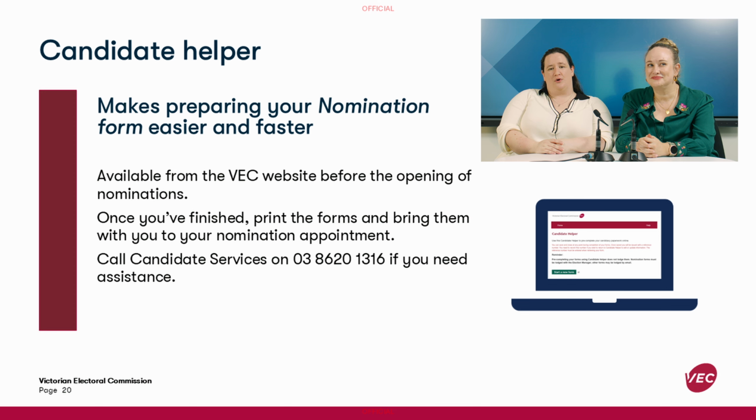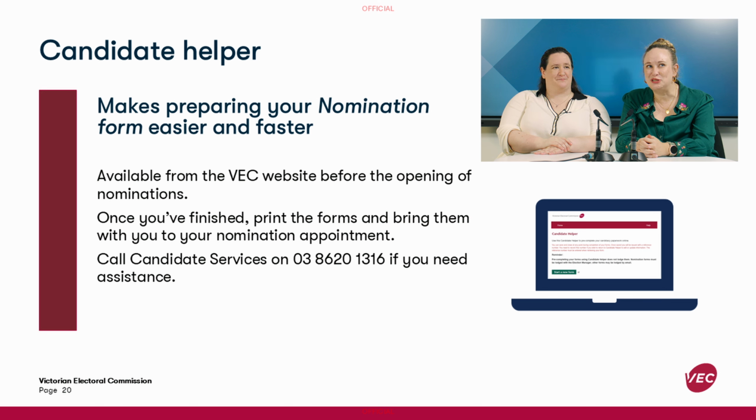Using Candidate Helper means that your information can be loaded into our election management system automatically at our nomination appointment, and you won't have to wait for the election manager to manually type the information into our systems. Once you have entered all your details, you can save your information and generate a pre-completed nomination form to print. You must print your forms before your nomination appointment, as you won't be able to use any printers at the election office. You can call the Candidate Services team if you need any assistance.